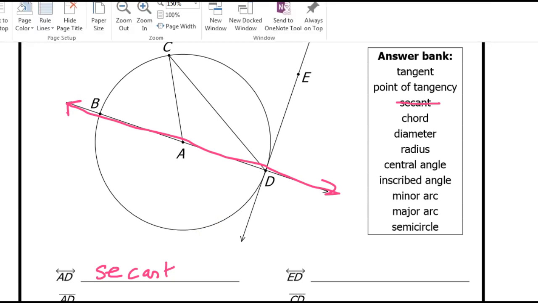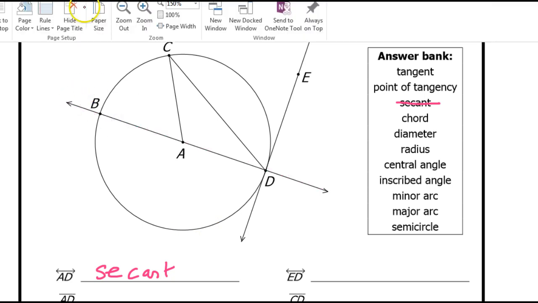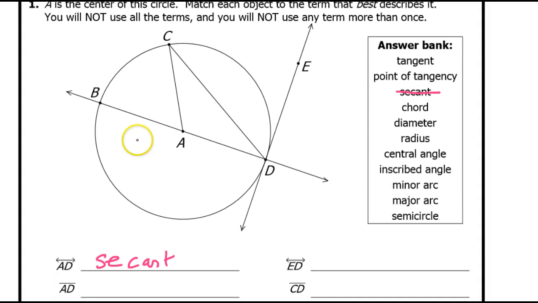Now, let's erase that and start over. Let's compare that with segment AD. Segment AD begins and ends at A and D. That is a radius, because it starts at the center of the circle and goes out to the edge of the circle. That's what a radius is.